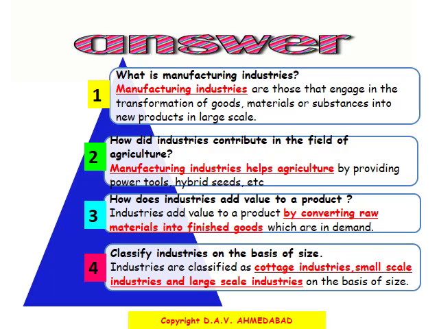Question number 4. Classify industries on the basis of size. Answer. Industries are classified as cottage industries, small scale industries and large scale industries on the basis of size.